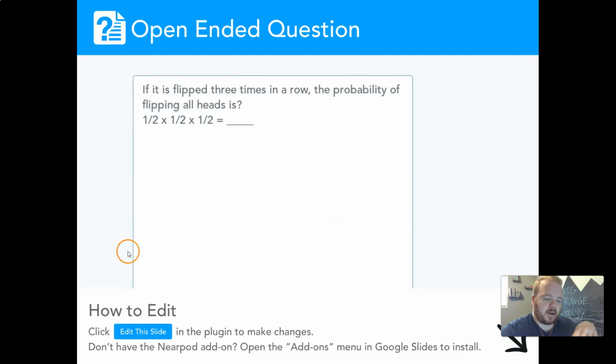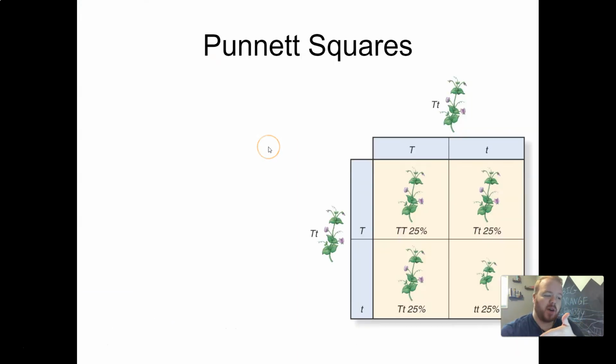And we can do this one here, even though it's not Nearpod. If it is flipped 3 times in a row, what's the probability of flipping all heads? Well, the idea is you multiply because it's an and situation. So when I ask, what's the chance of me getting heads, heads, and heads? It's heads and heads and heads. So 1/2 times 1/2 times 1/2, meaning 1/8.